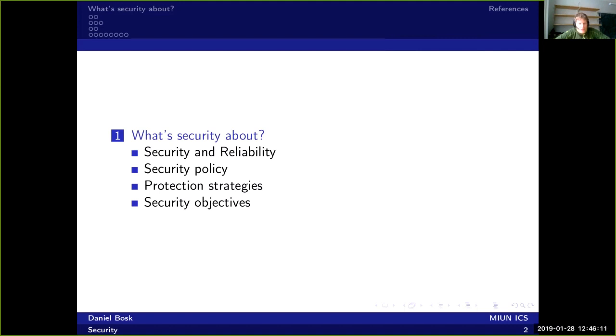And then we're going to talk about the security policy, which is basically how we set up our goals and how we actually define what we want to achieve in our security. And then we have different protection strategies, because obviously you can do more or you can do less, and sometimes less is perfectly fine. And finally, we're going to talk a bit about the security objectives, which is different types of things that we actually want to achieve. So different categories of what we want to achieve.